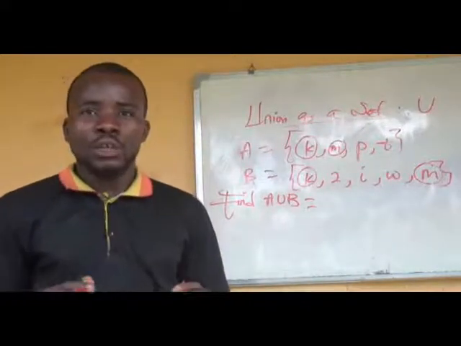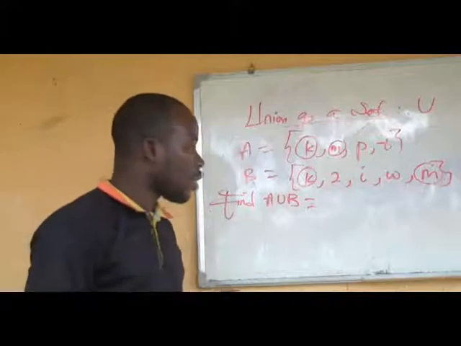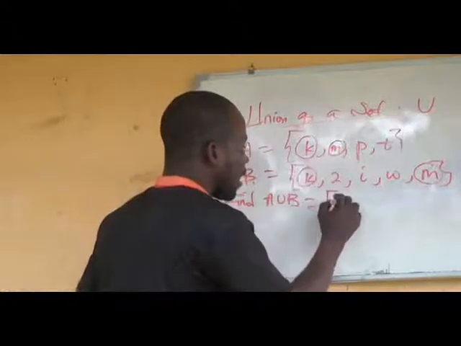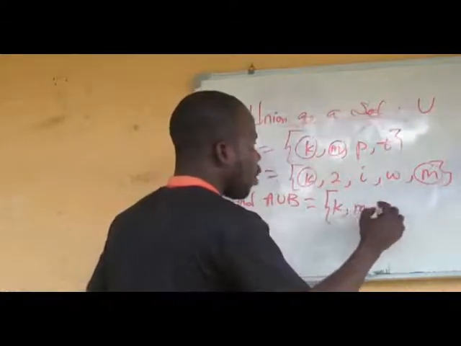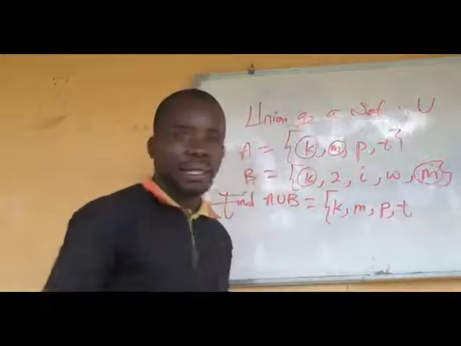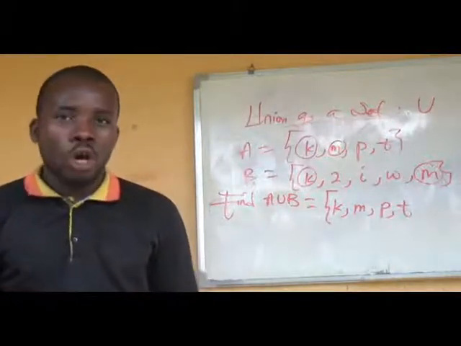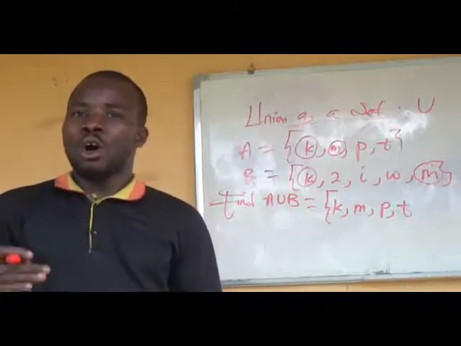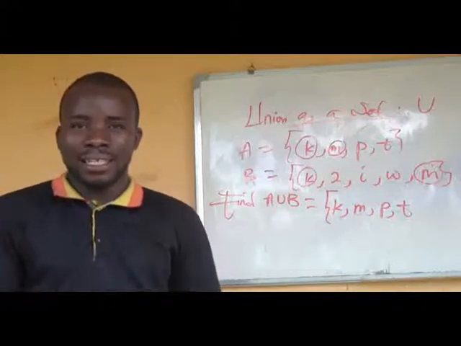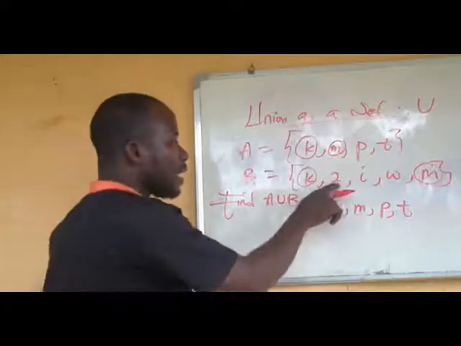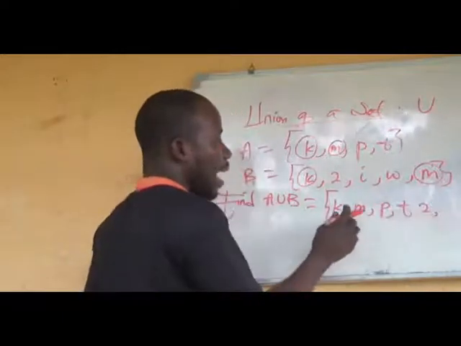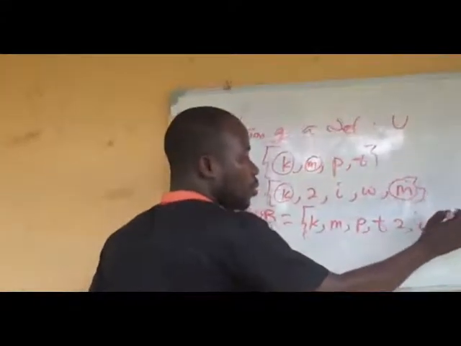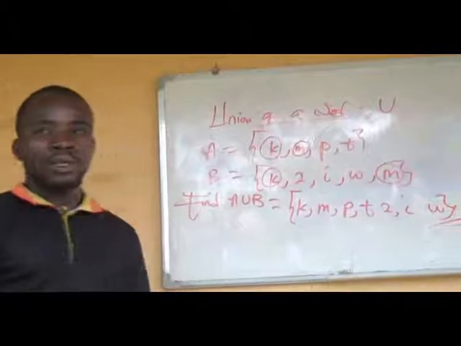Now, to find A union B, the first thing you do is copy all the elements of the first set. That is K, M, P, C. The next step is to copy the uncircled elements of the second set and add them. I did not circle 2, so I'll copy 2. I did not circle I, I'll copy I. And I did not circle W, and I'll copy W. And this is the answer for A union B.